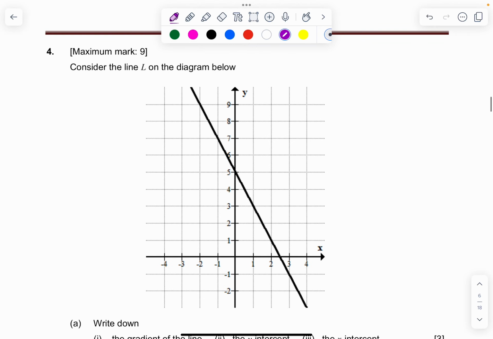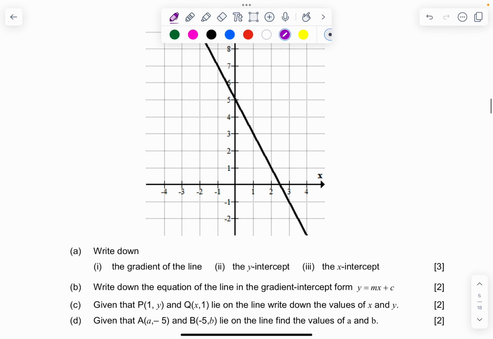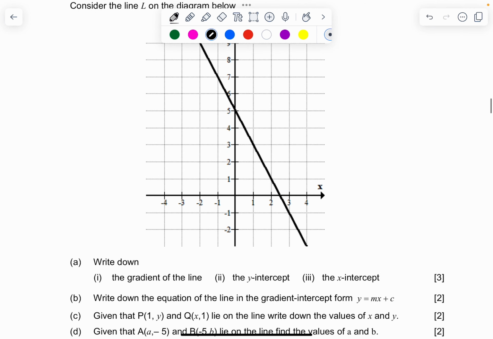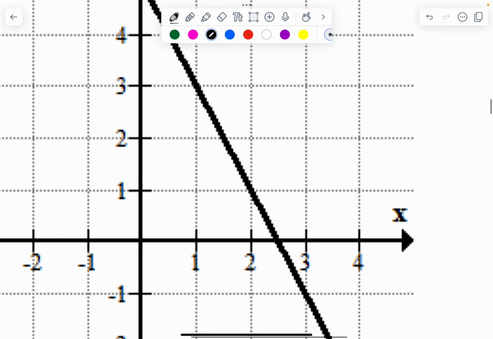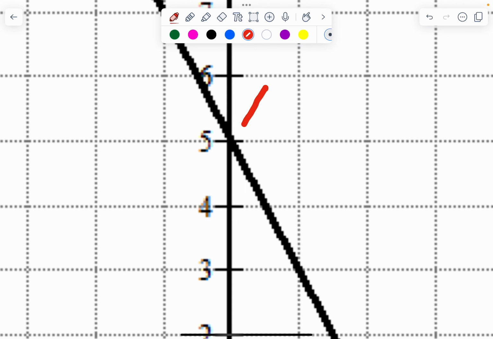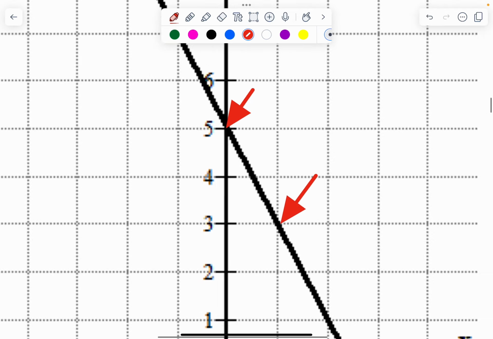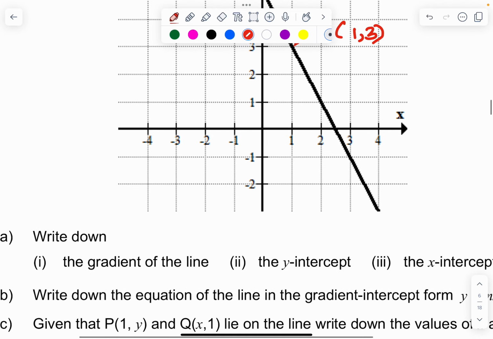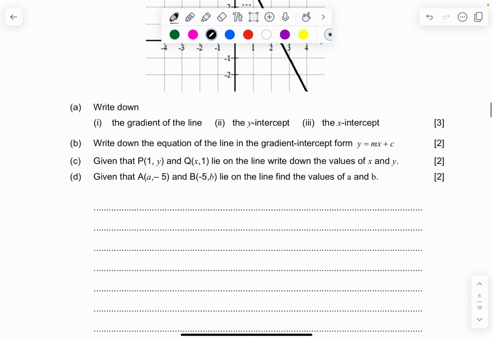Question number 4. Consider the line L on the diagram. Write down the gradient of the line, y-intercept and x-intercept. So take any two perfect points. What do I mean by two perfect points? The points which are exactly on this square. So this is one point and this is another point. So this point is going to be 0, 5 and this point is going to be 1, 3.